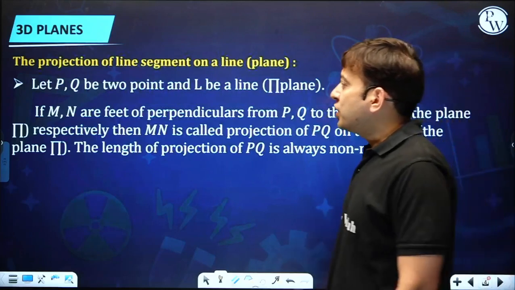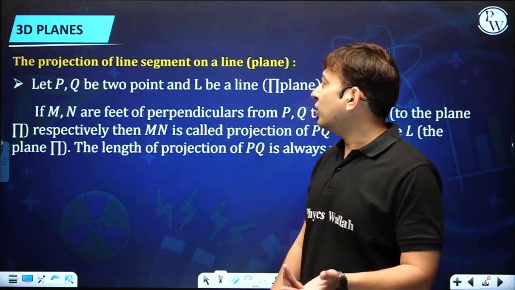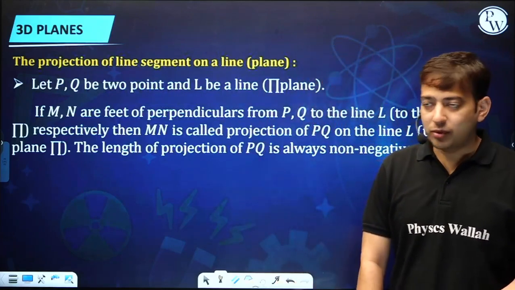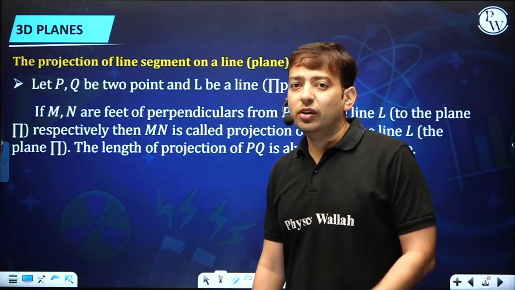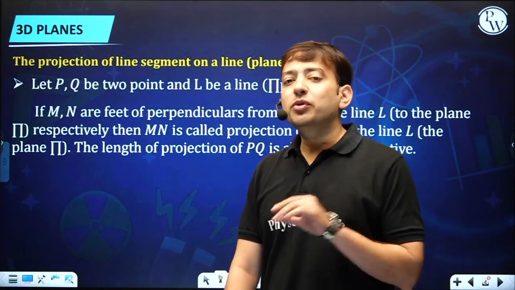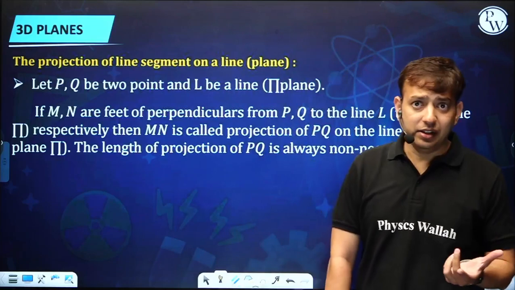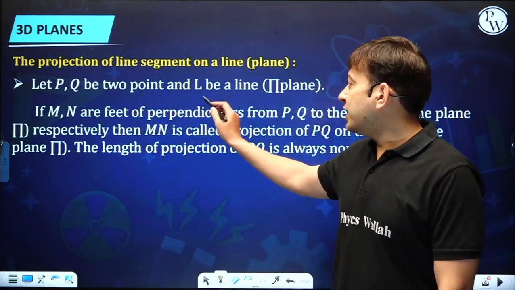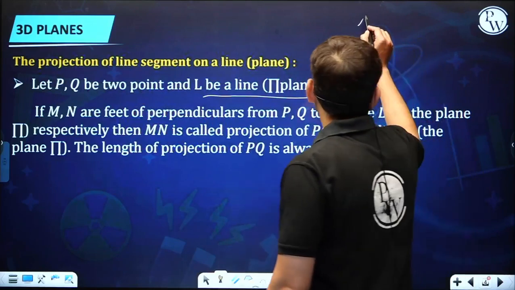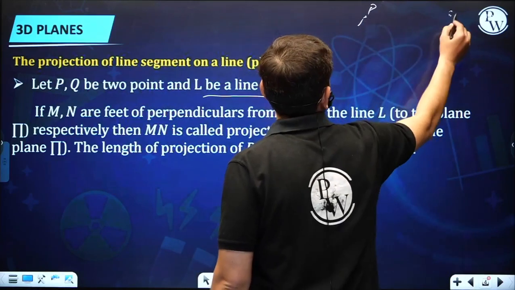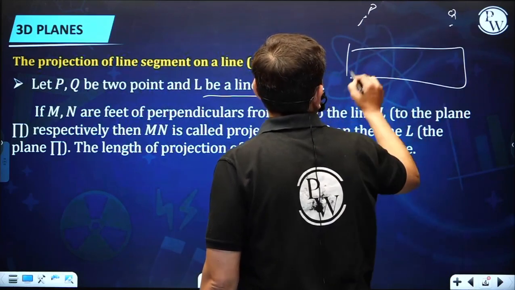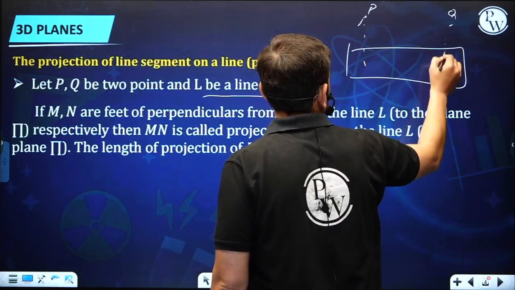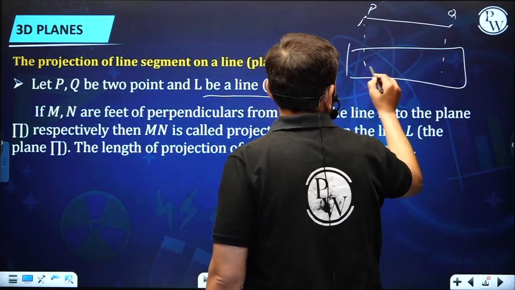Next, projection of a line segment on a line or a plane. How will you find the projection of a line segment on a plane or a line? Suppose PQ are two points and L is a line or plane. Now I need the projection of this. So the projection is this length.